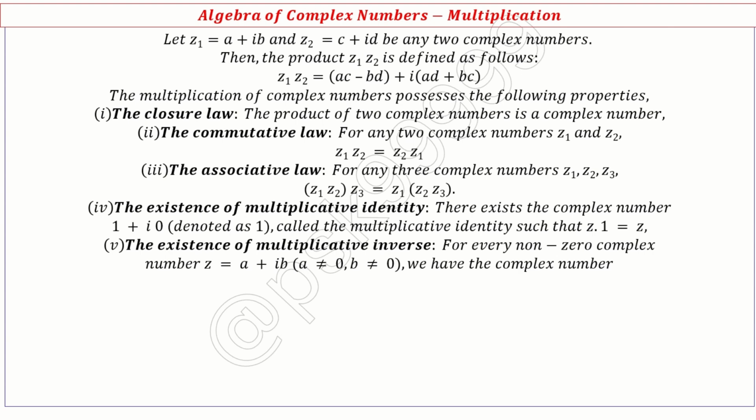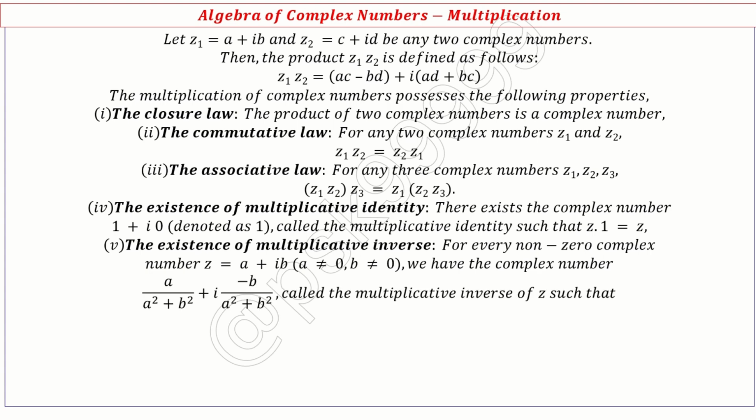The multiplicative inverse is possible for every non-zero complex number. If a complex number is not equal to 0, which is A plus iB, then we have a complex number which is A by A square plus B square plus i times minus B by A square plus B square. If you multiply this number with A plus iB, you will get 1. Z into 1 by Z equals 1. How do you get this A by A square plus B square? When you go to the modulus part, you will understand. A square plus B square is the square of the modulus.